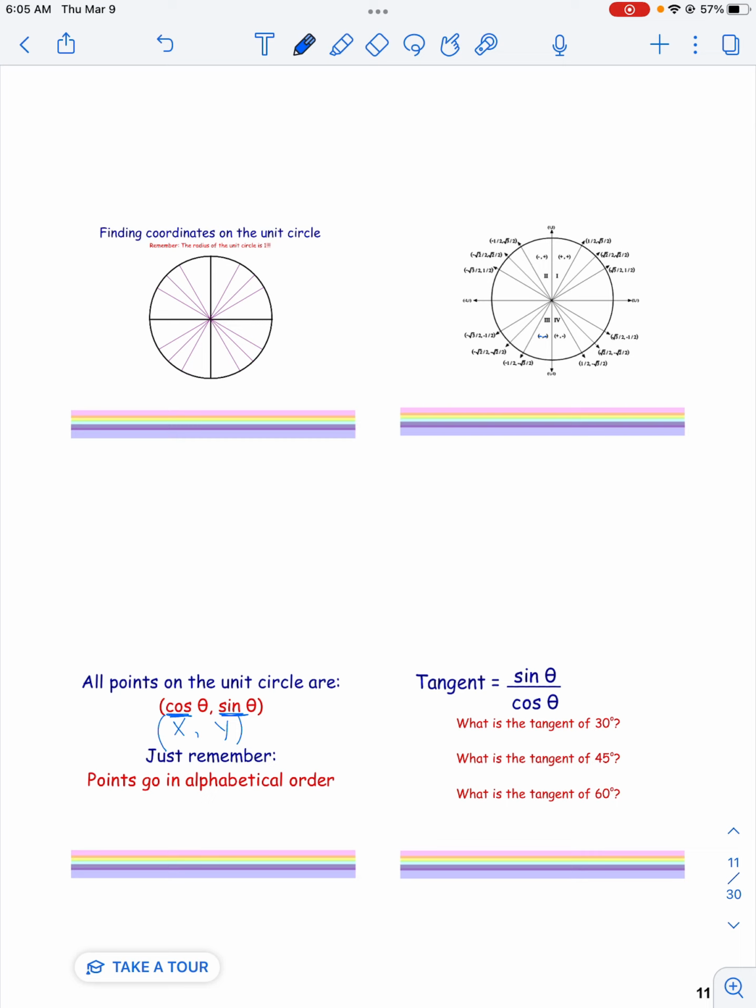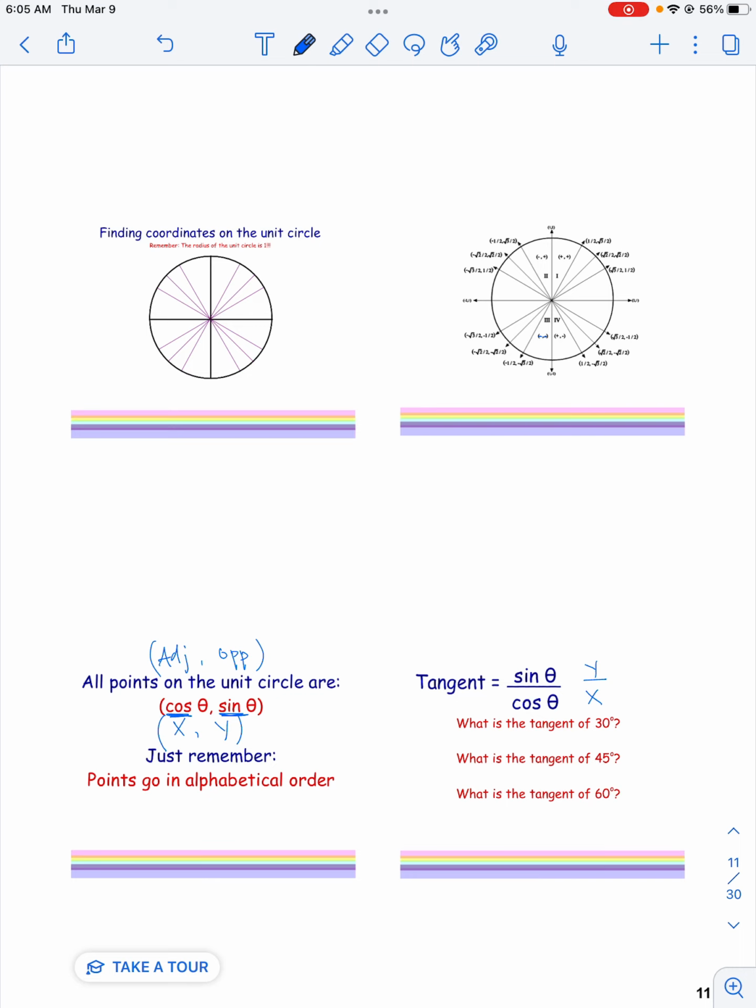X comma y, we just use the notation cosine theta comma sine theta, because remember, that's the side adjacent and the side opposite. Sine is opposite, cosine is adjacent. Okay, so now when we start talking about tangent, because tangent is sine over cosine, we're looking for the y value over the x value.